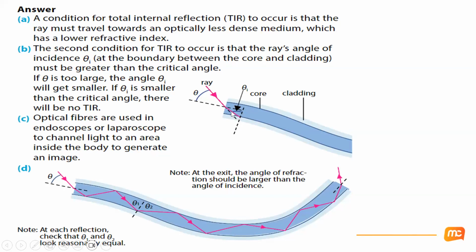If you can see over here, if my theta increases, then my angle of refraction will increase, and then this theta I, the angle of incidence in the denser material over here, this blue ray, will be smaller. So the angle theta I will get smaller. And if theta I is too small, TIR cannot take place, because in order for TIR, this theta I must be greater than the critical angle.